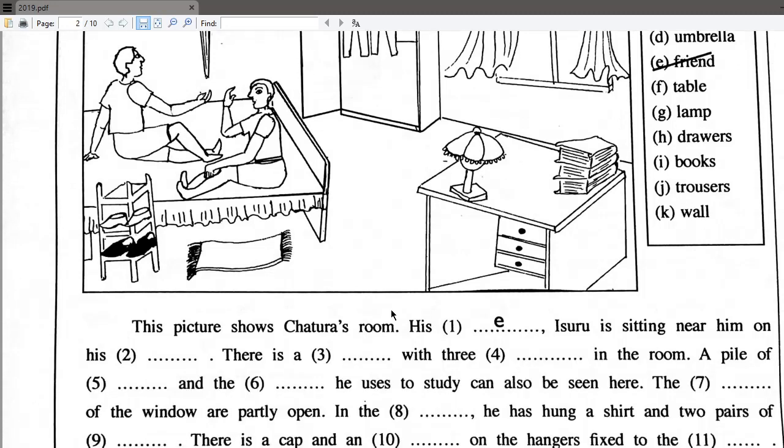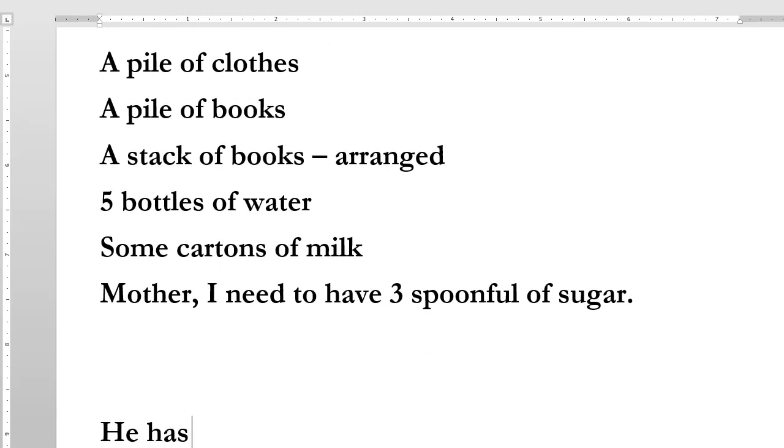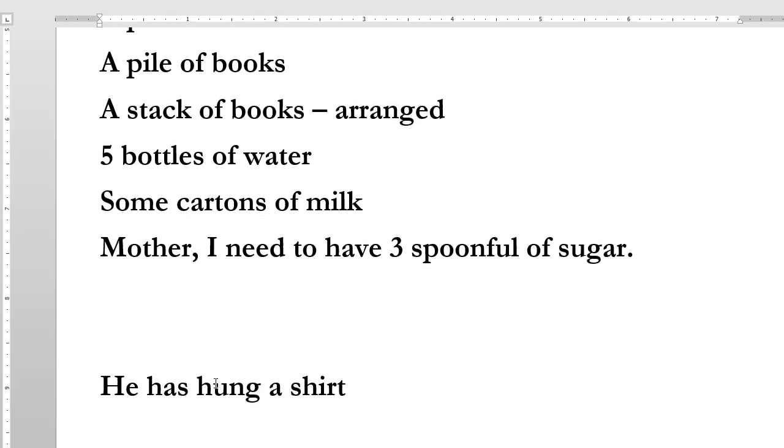Okay? And let's continue. He has hung a shirt. Now the grammar point here, has hung. He has hung a shirt. Why don't I write it? I'm writing he has hung a shirt. Now, this particular line here, has hung a shirt. What tense is it? Now, I am asking you from the point of grammar. Now, you can say they are speaking about present tense. So, you can say it's present.